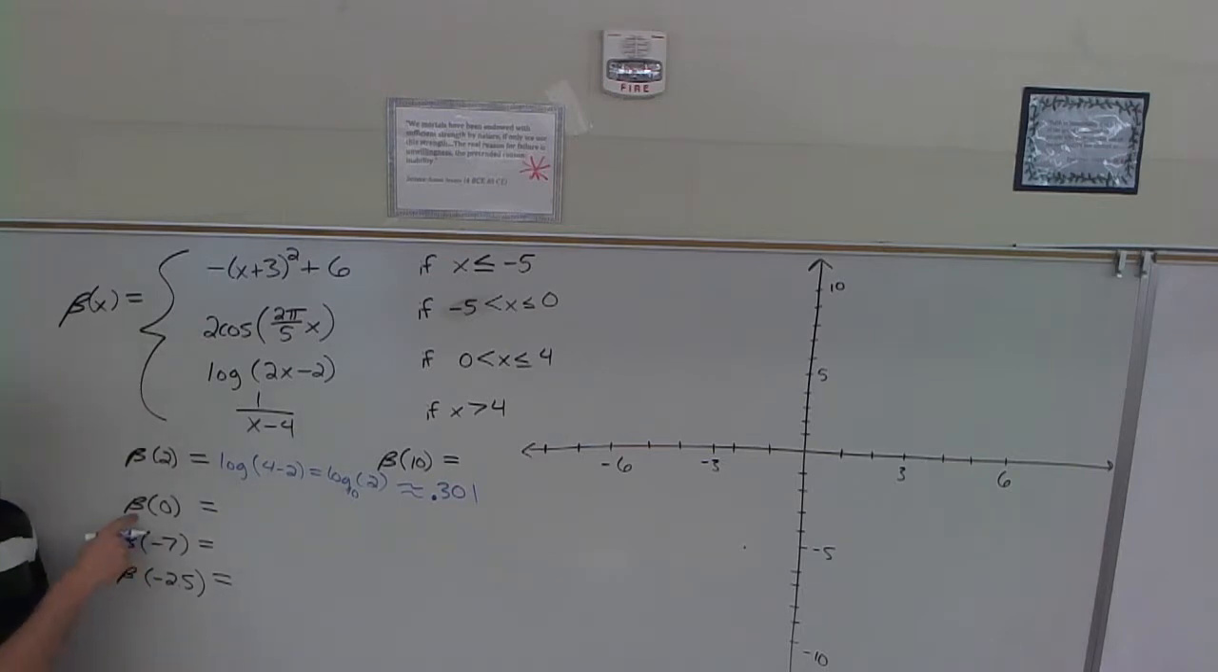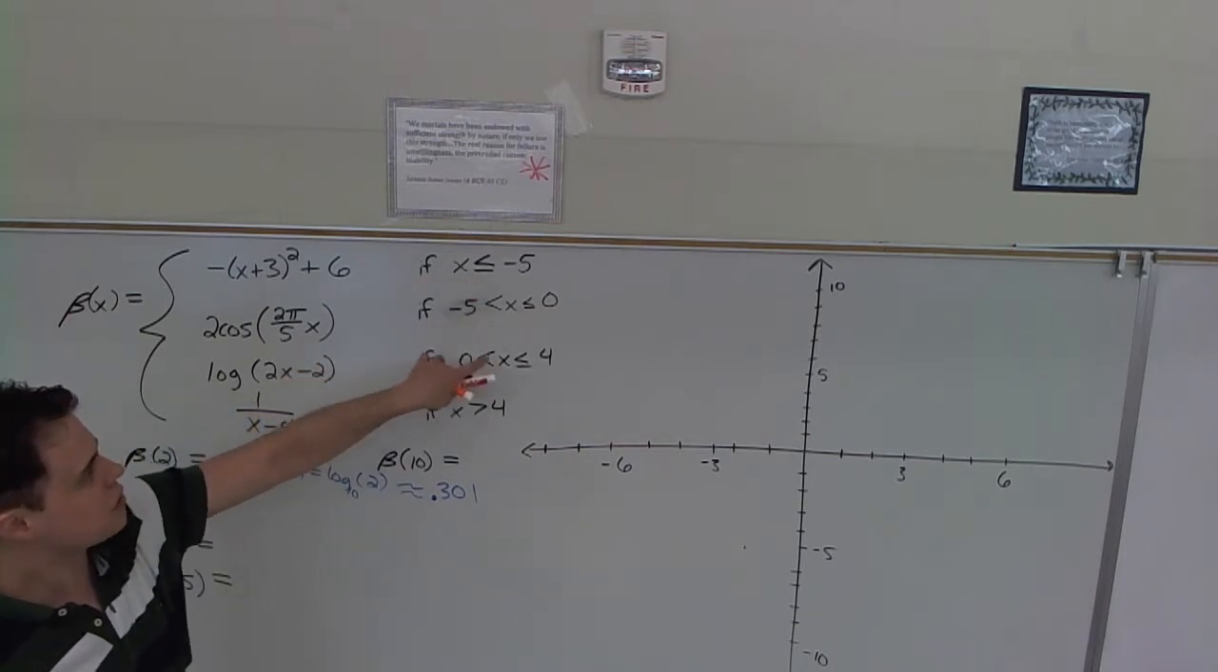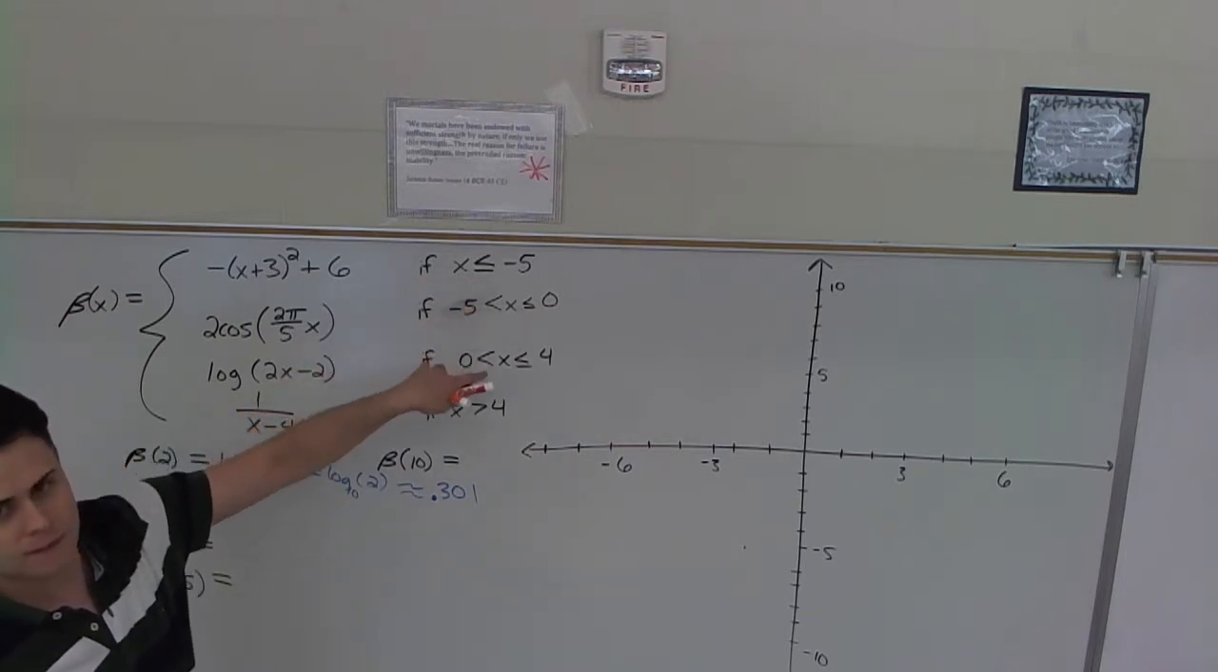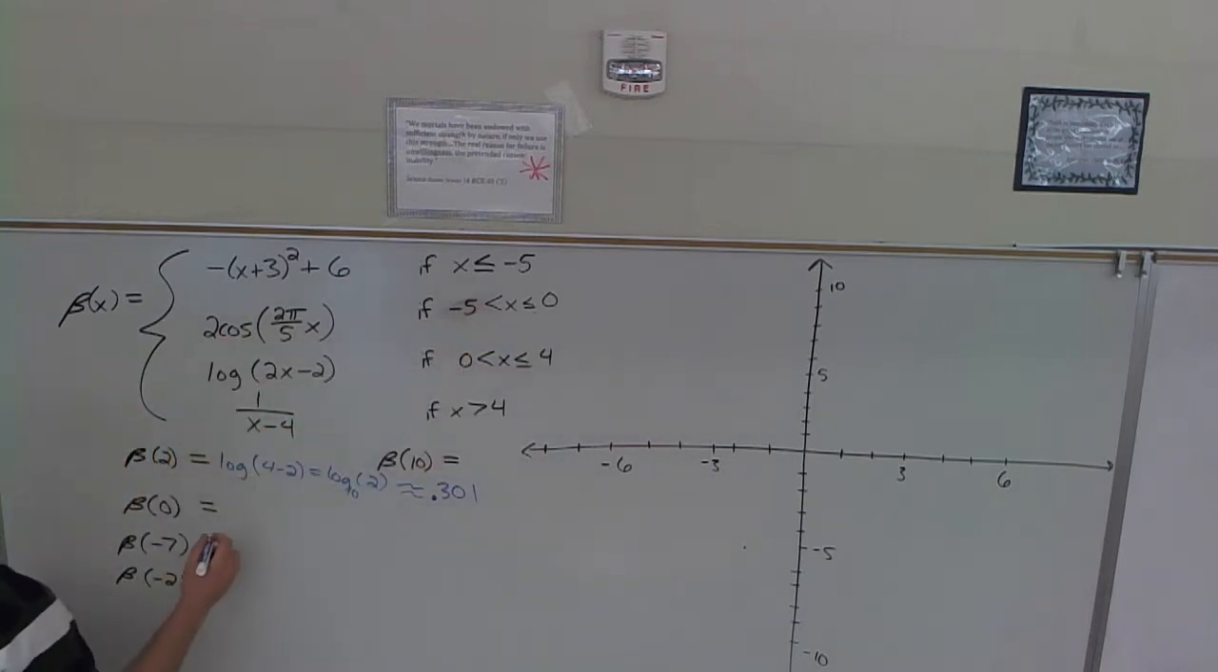Okay, if I put in 0, where would 0 go? Which piece would I be using of the 4 pieces? Probably the top one. No, there's no 0 in there. This is just less than -5. I think it's the negative 5 one. It's this one, right? Because it's equal right there. So we're going to put it on that one.